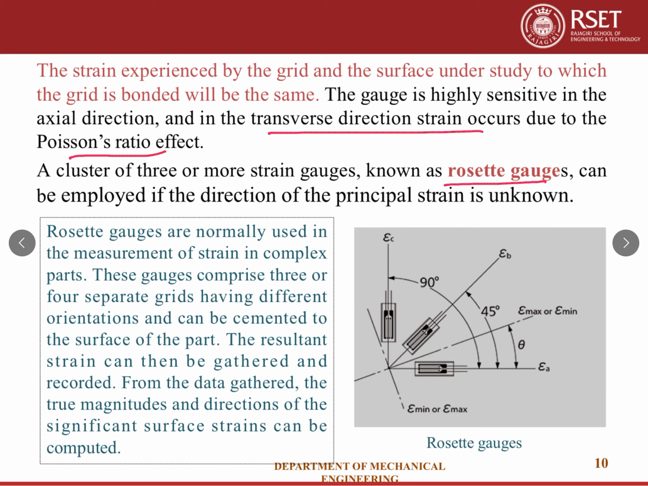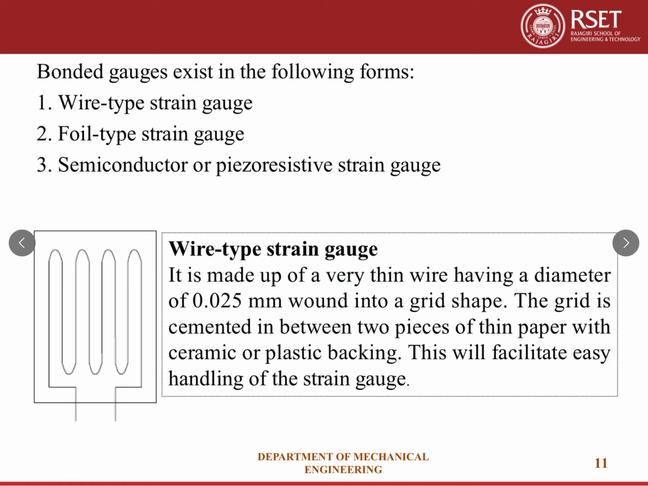So the Rosette gauges are normally used in the measurement of strain in complex parts. These gauges comprise 3 or 4 separate grids having different orientations and can be cemented to the surface of the part. So the resultant strain can then be gathered and recorded. So that's about Rosette gauges. In this image we can see Rosette gauges, and each gauge is separated by an angle of 45 degrees.